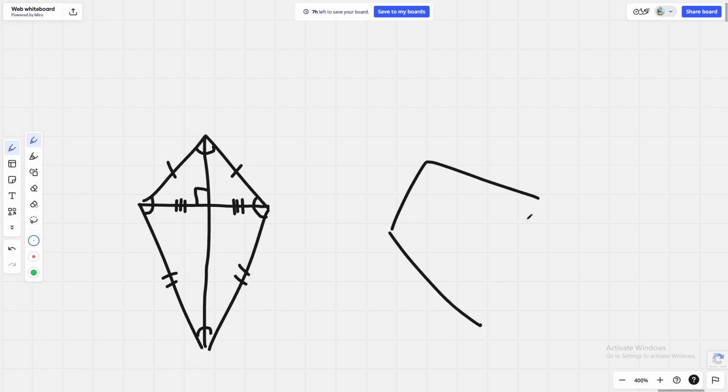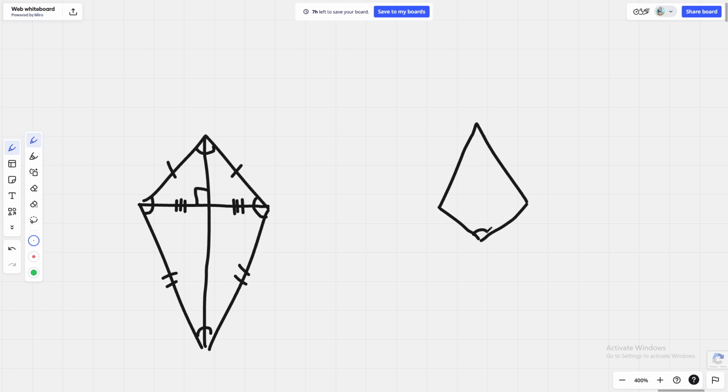This is the worst kite in the world. So let's draw our angles and our diagonal.